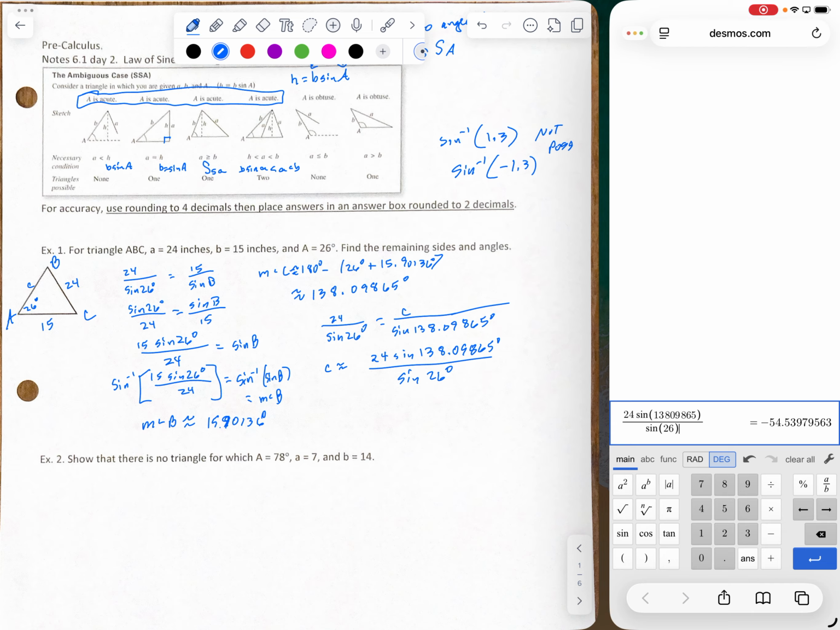However, you'll find this out by doing the equation, and that's how I've always done it. If I set 7 is to sine 78, as 14 is to the sine of B, and that means the sine of B is 14 times the sine of 78 degrees all over 7. I just did 2 steps in one.